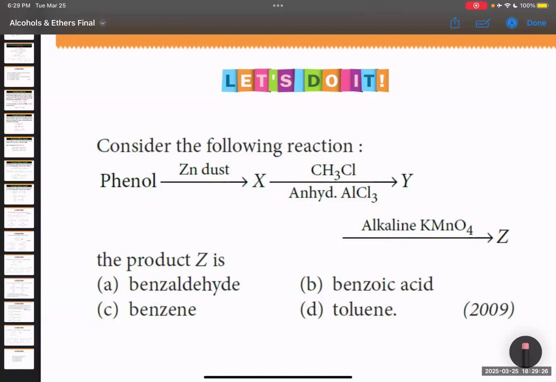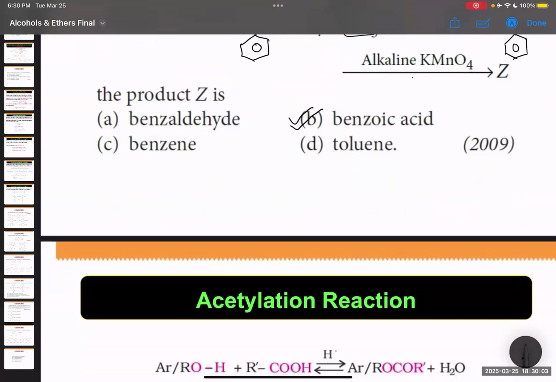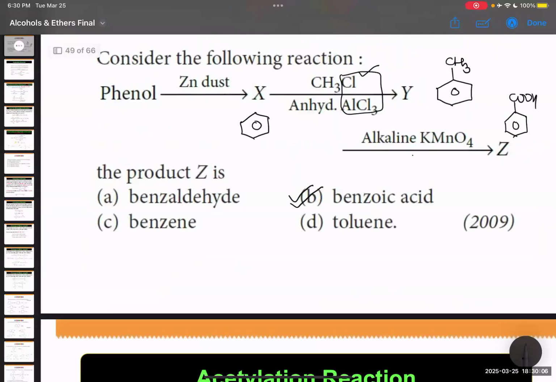So this is basically benzene. Okay, zinc oxide is removed. This is Friedel-Crafts alkylation. Cl minus will be taken away by the AlCl3. CH3 plus will form, and that will react with benzene to give you toluene. If you heat it with KMnO4, this CH3 group will get oxidized to COOH. So this is basically benzoic acid. Got it? So this B is the right answer.